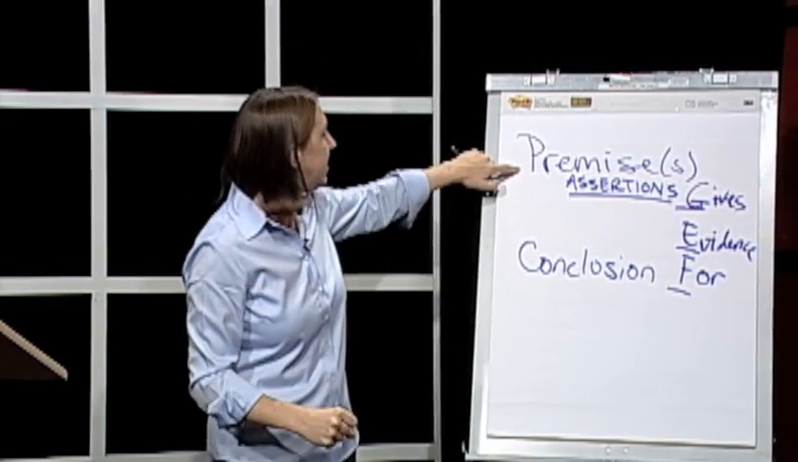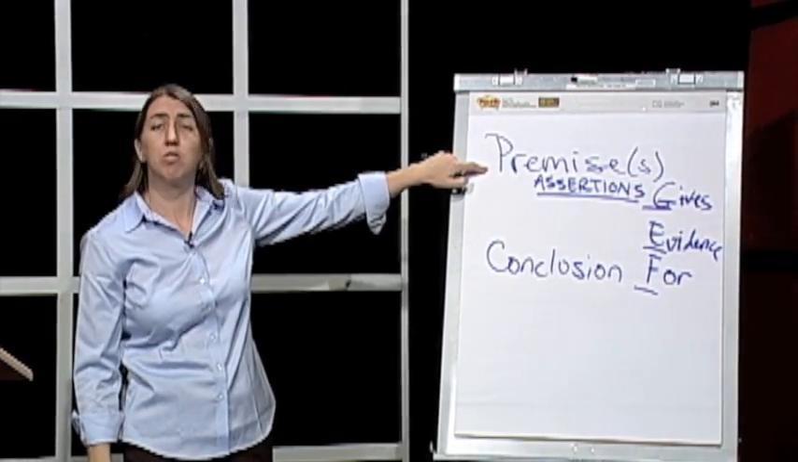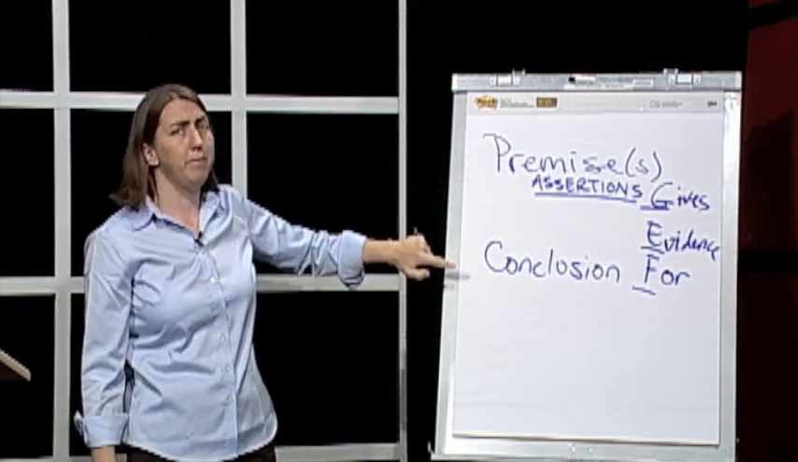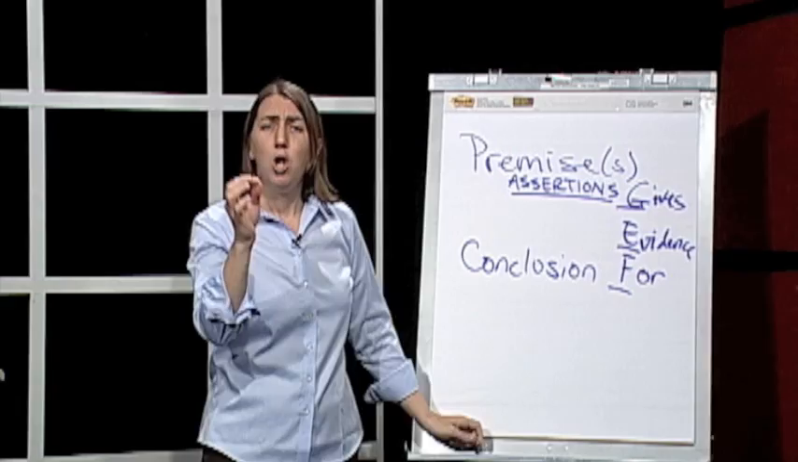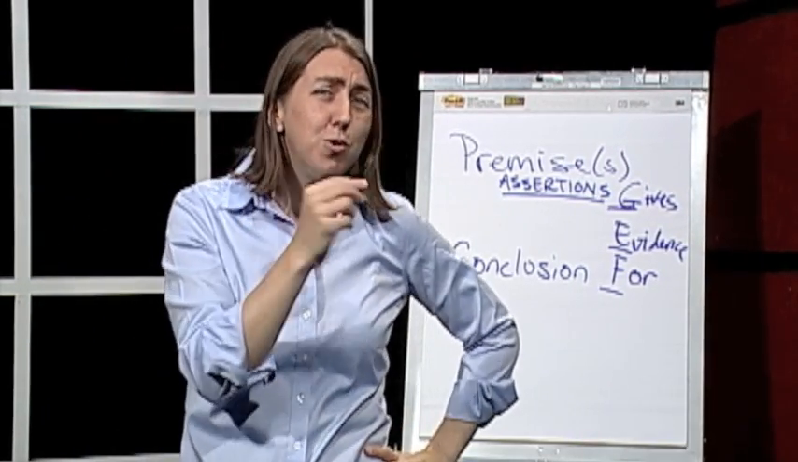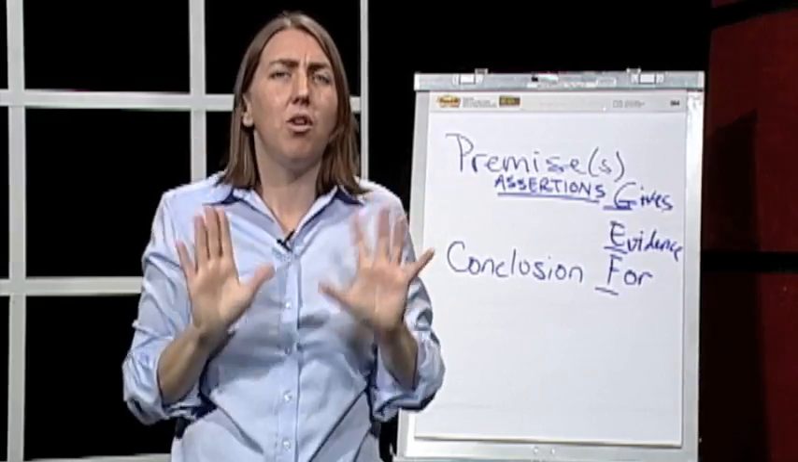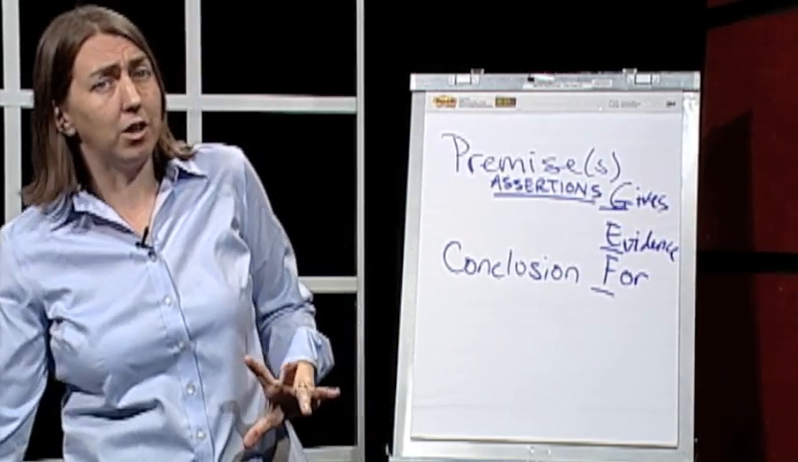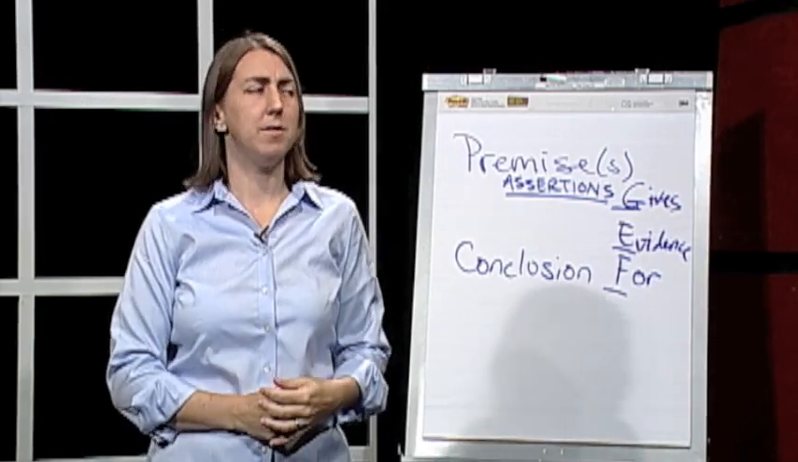The claim that gives evidence is the premise, and of course arguments can have many, many premises. The claim for which that premise gives evidence is the conclusion. Note that the functions of premise and conclusion are mutually defined. A premise is only a premise in the context of a conclusion. A conclusion is only a conclusion in the context of a premise.